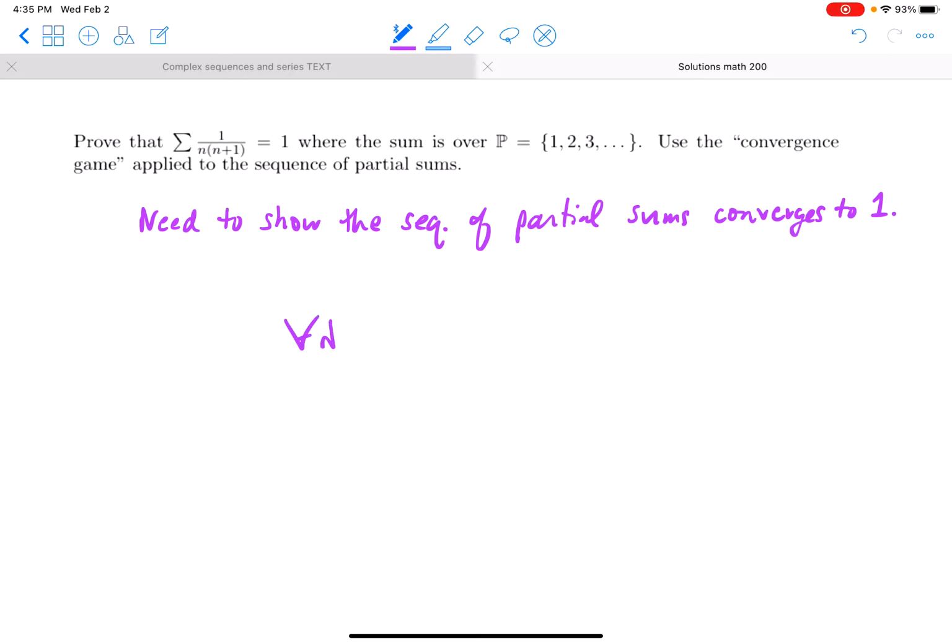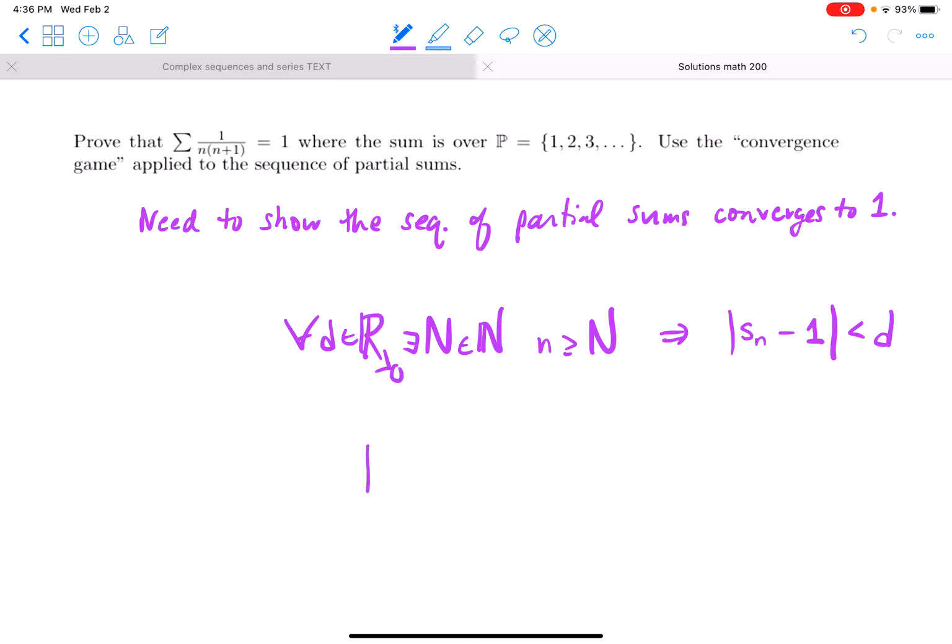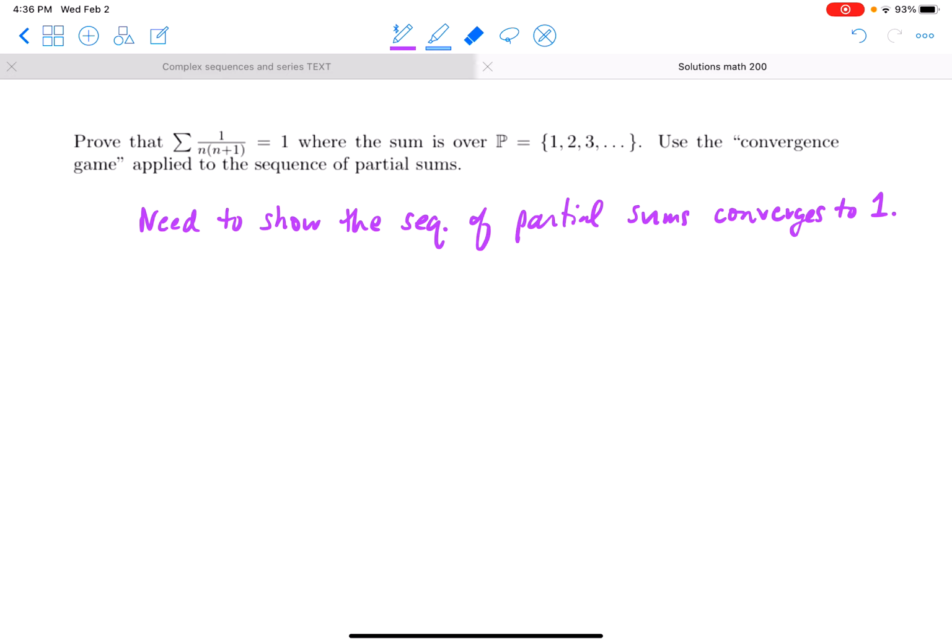That means we need to show that for every d, there exists an n such that going past that index implies that our sequence of partial sums is within d of 1. And this is a positive number, and this is an index, a natural number. So first we need to just get the sequence of partial sums. Here we would call this maybe Cn, so that this sum is the sum of the Cn's. But then the S sub n's are what we need.